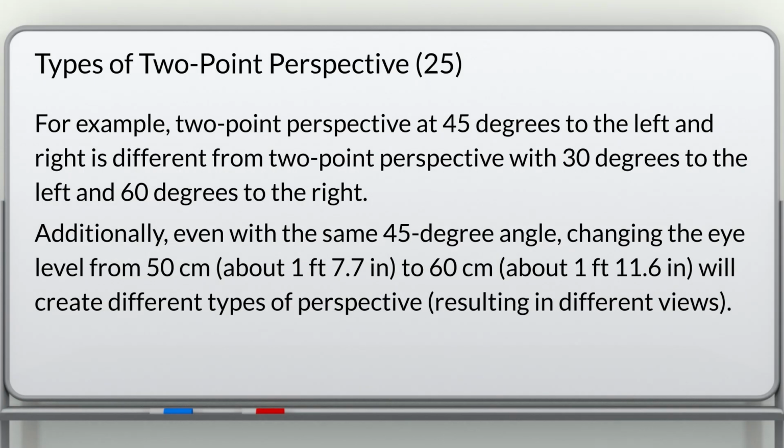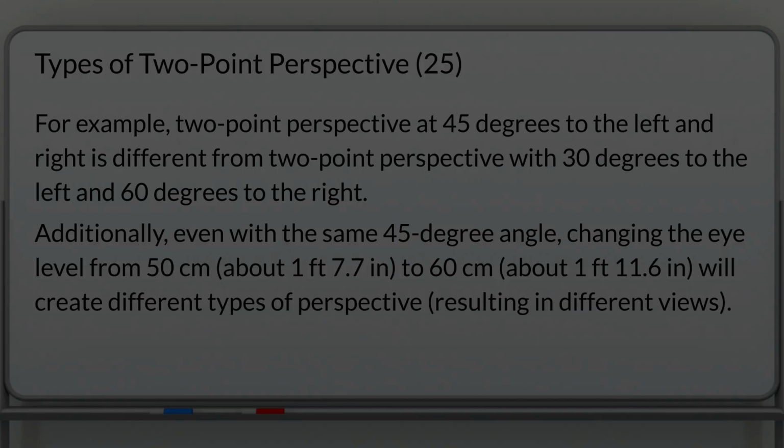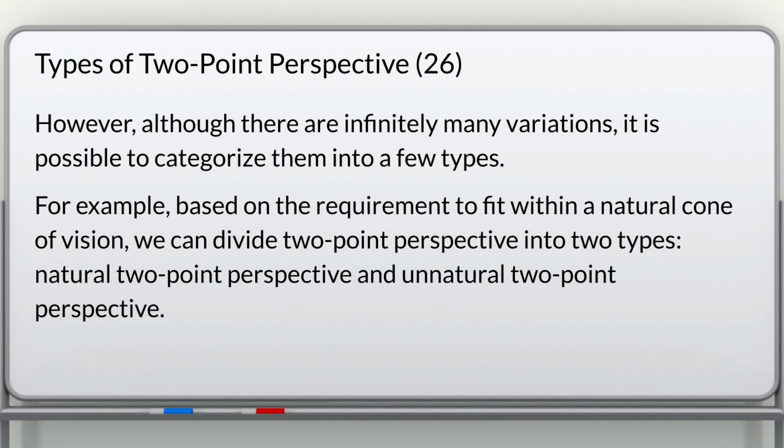For example, 2-point perspective at 45 degrees to the left and right is different from 2-point perspective with 30 degrees to the left and 60 degrees to the right. Additionally, even with the same 45-degree angle, changing the eye level from 50 centimeters to 60 centimeters will create different types of perspective. However, although there are infinitely many variations, it is possible to categorize them into a few types.